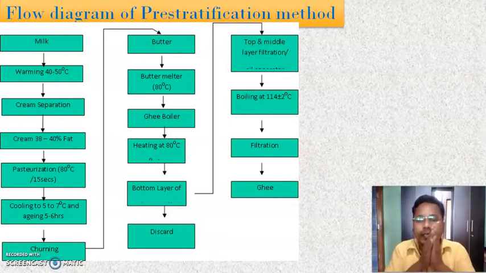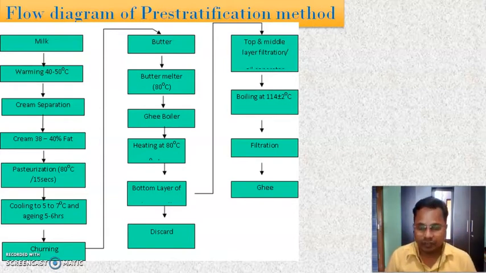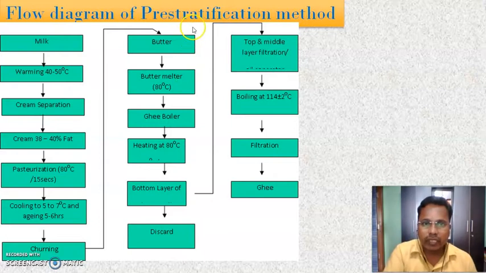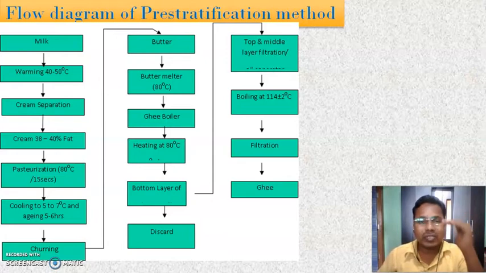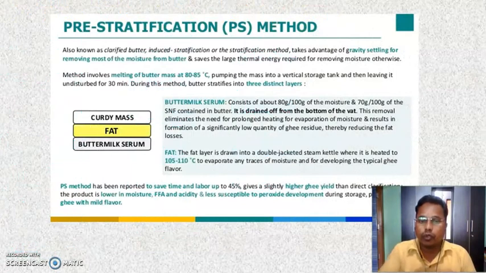Now let's see once again the meaning of pre-stratification. Pre-stratification means the formation of strata. Strata means layers. Three layers are generally formed, and the formation of these three layers is called pre-stratification. So which layers are formed, and when are these layers formed?